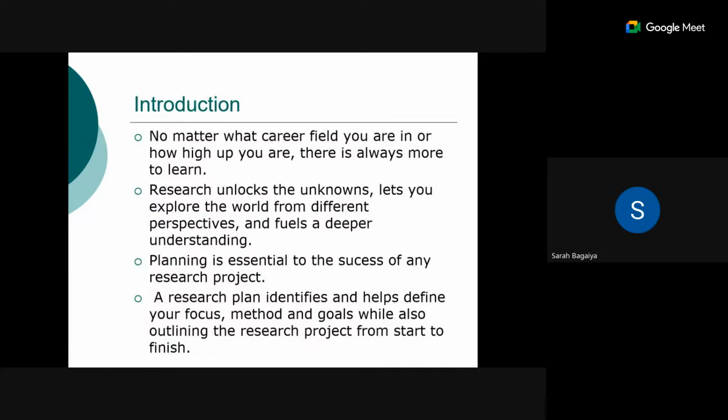No matter what career field you're in or how high up you are, there's always more to learn. Research unlocks the unknown, lets you explore the world from different perspectives, and fuels a deeper understanding. Planning is essential to the success of any research project. A research plan identifies and helps define your focus, method, and goals, while also outlining the research project from start to finish. So basically, we're taught that research is very important in anything we're doing, and that's why this course was very, very important.